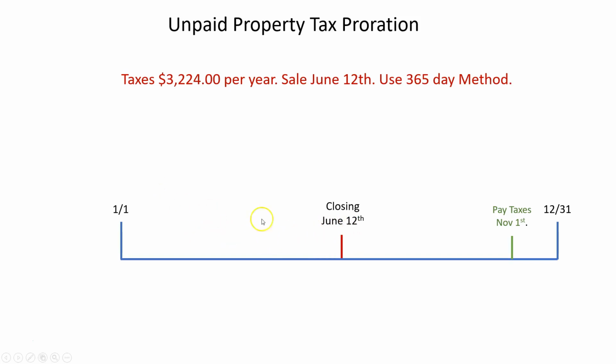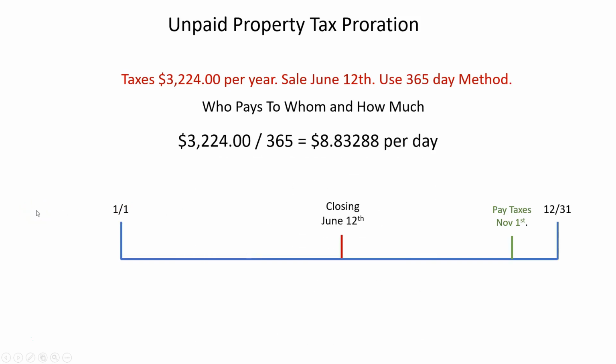You've got to work out how many days a seller who's lived in the house without paying taxes is going to hand over in taxes to the buyer, who's going to have to pay the full tax bill. This is how we do it. First of all, you divide the tax bill by the days, which is 8.83288. Leave that in your calculator because we'll be multiplying it by quite a large number. We don't want it to get errored.